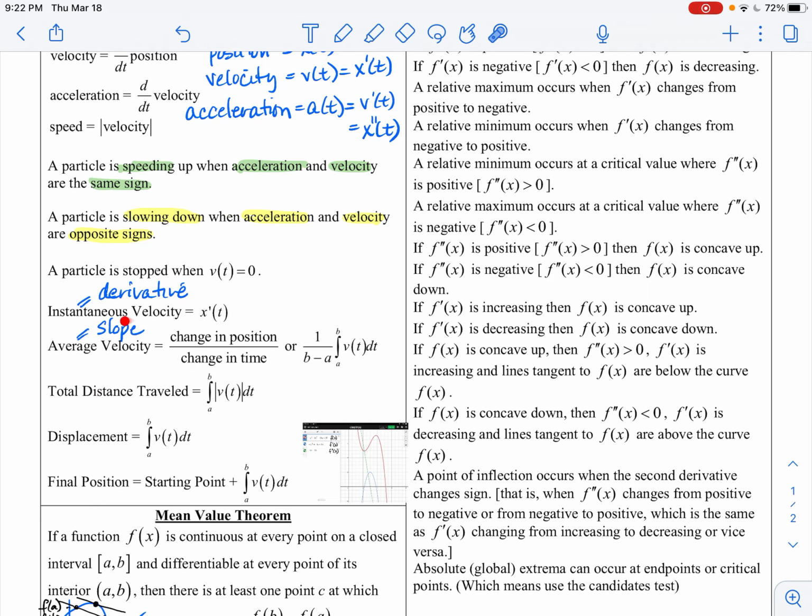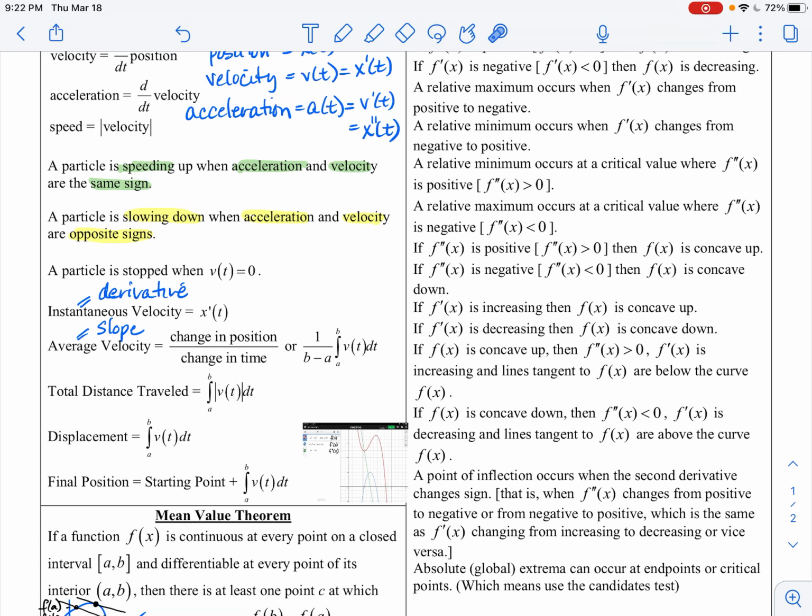When you see the words instantaneous velocity, you've got to think of derivative. So that would be x prime of t. When you see average velocity, you want to think of slope, which is just the change in position over change in time, or it's equal to 1 over b minus a times the integral from a to b of v of t dt.